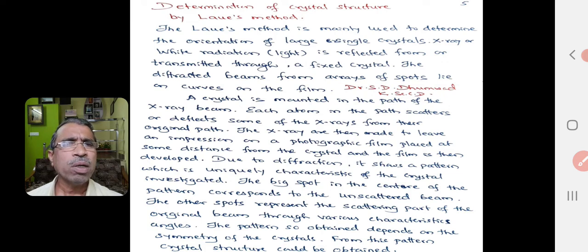The big spot in the center of the pattern corresponds to the unscattered beam. The other spots represent the scattered parts of the original beam through various characteristic angles. The pattern so obtained depends on the symmetry of the crystal. From this pattern, the crystal structure can be obtained.